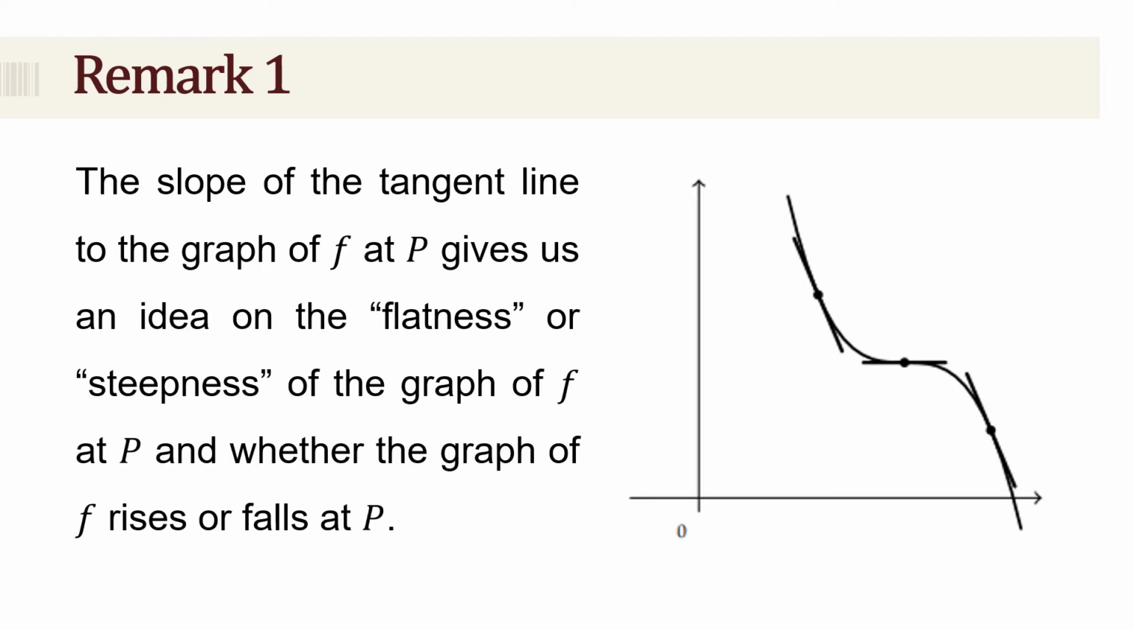The slope of the tangent line to the graph of f at P gives us the idea on the flatness or steepness of the graph of f at P and whether the graph of f rises or falls at P. So, parang dito sa example natin, sinasabi lang niya na decreasing siya, flat siya, and then decreasing. Parang behavior niya. Ano bang itsura niya nung graph natin sa point na yon? Okay? Not necessarily yung buong graph, but ano yung itsura ng graph natin sa point na yon.